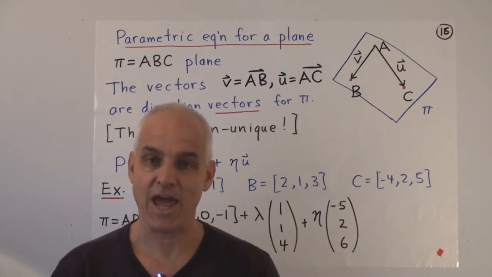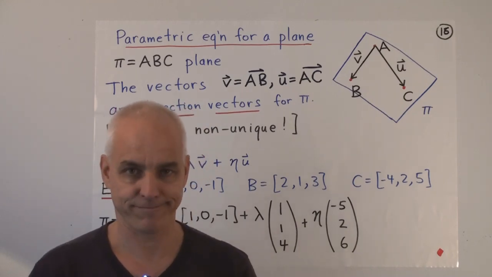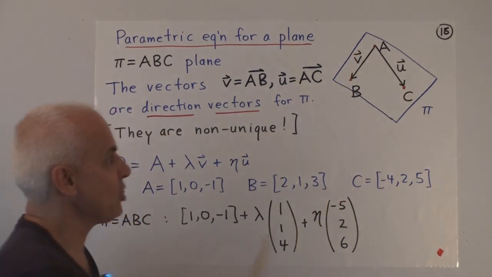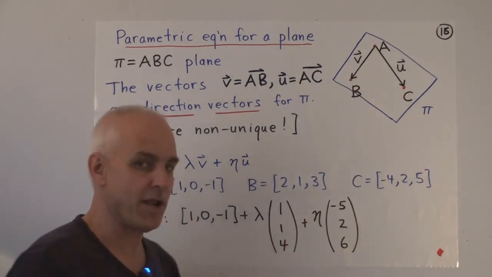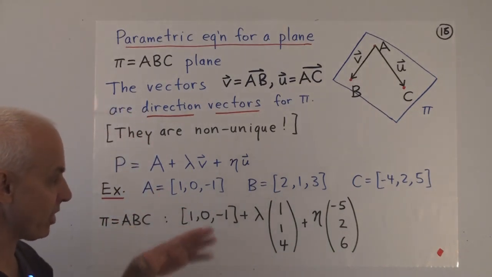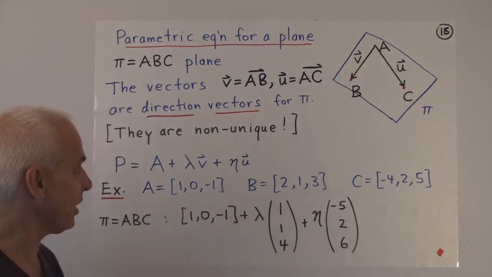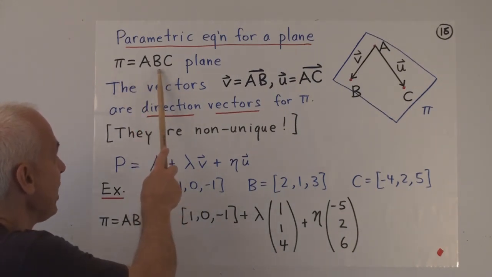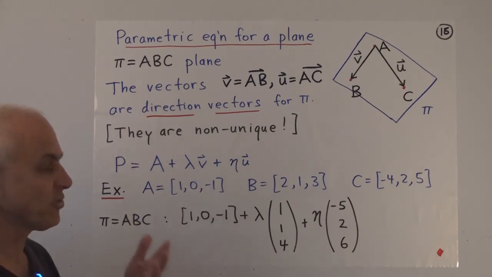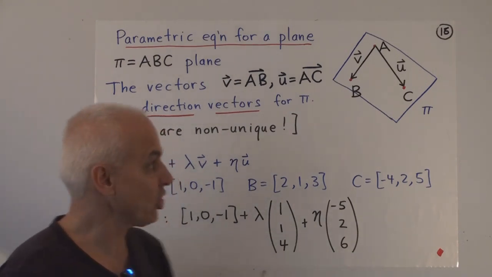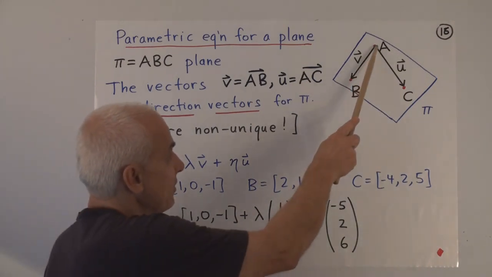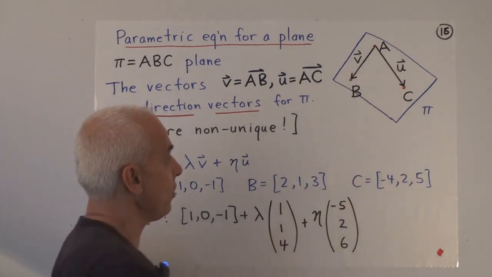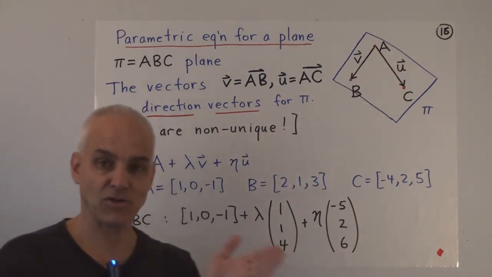It's also useful to have a parametric equation for a plane. So if we have a plane pi, and if we know 3 points on the plane, and those 3 points are not all on a line, so they're not collinear, we can say that the plane is determined by those 3 points. We'll just write pi equals A, B, C. Then we can introduce direction vectors for the plane in terms of those 3 points. We can look at the vector joining A to B, call it v, and the vector joining A to C, call it u. Those are direction vectors for the plane.